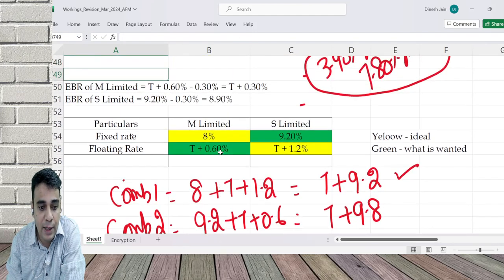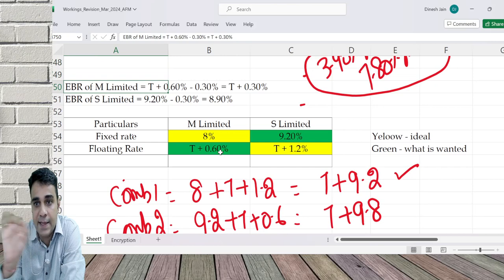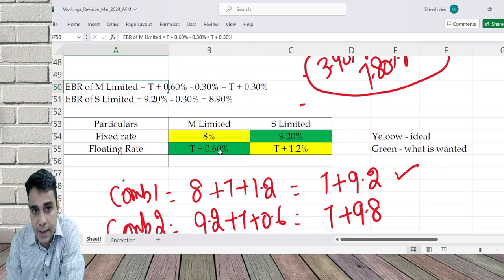3:1. Directly you can calculate. You need not write this now. Minus 0.45 minus 0.15.